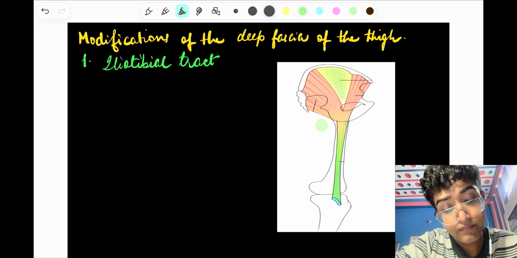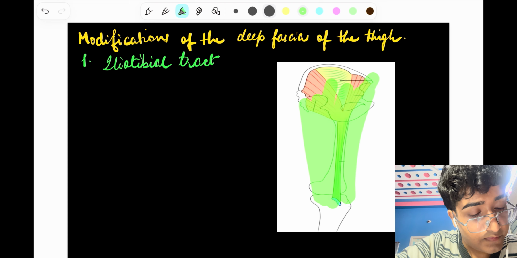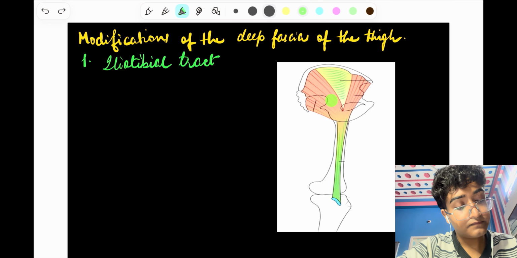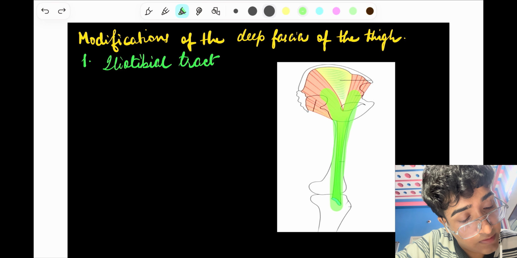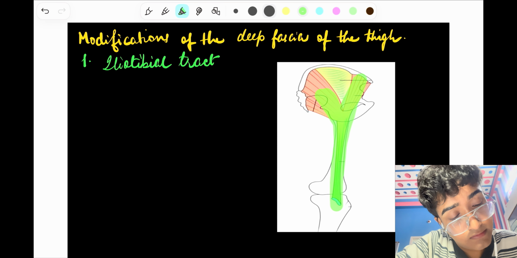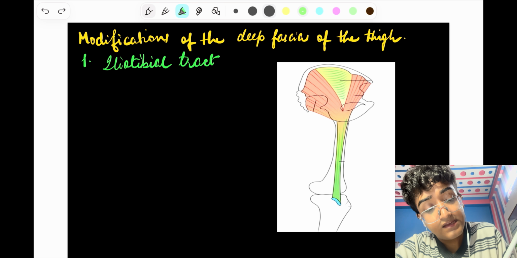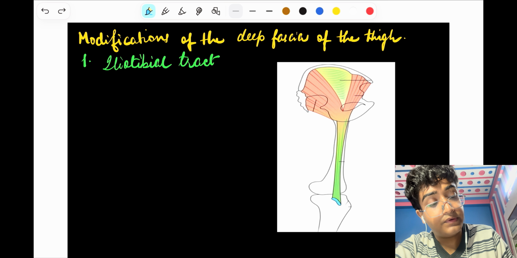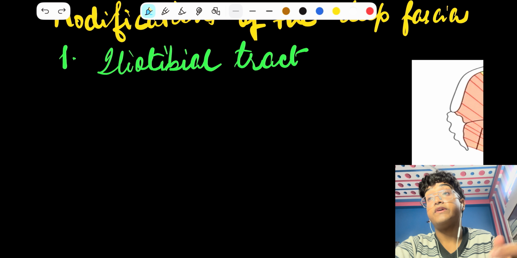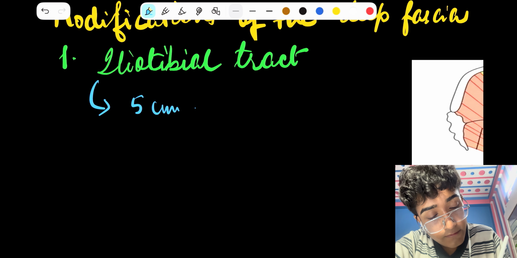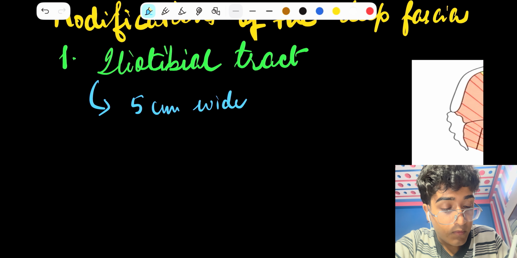Normally we have this fascia lata all over the anterior aspect of our thigh, right? But in the lateral most area, this is thickened. This fascia is thickened and it forms the iliotibial tract. So what are we going to write? We are going to write that it is a 5 centimeter wide band.